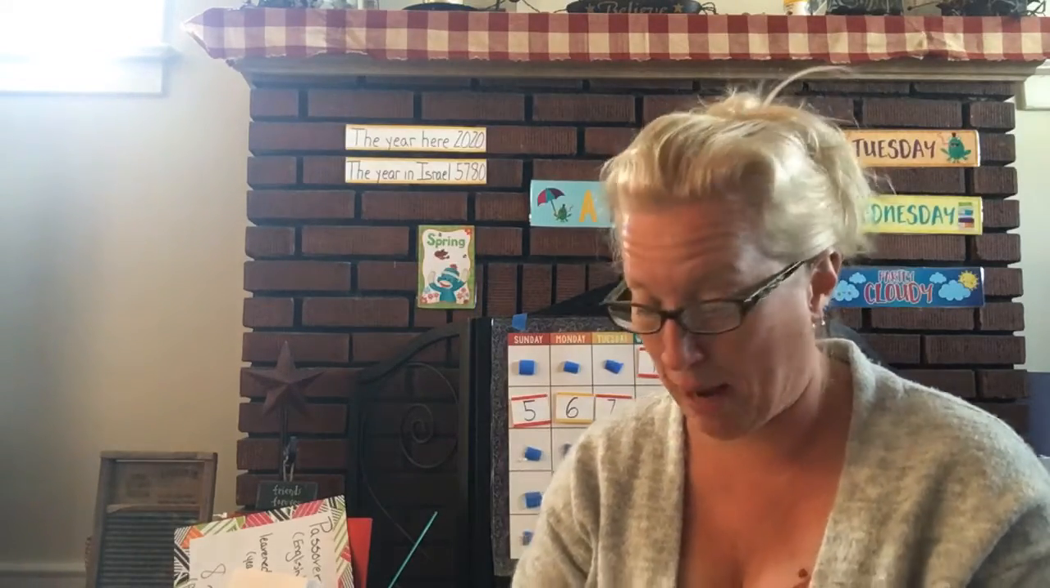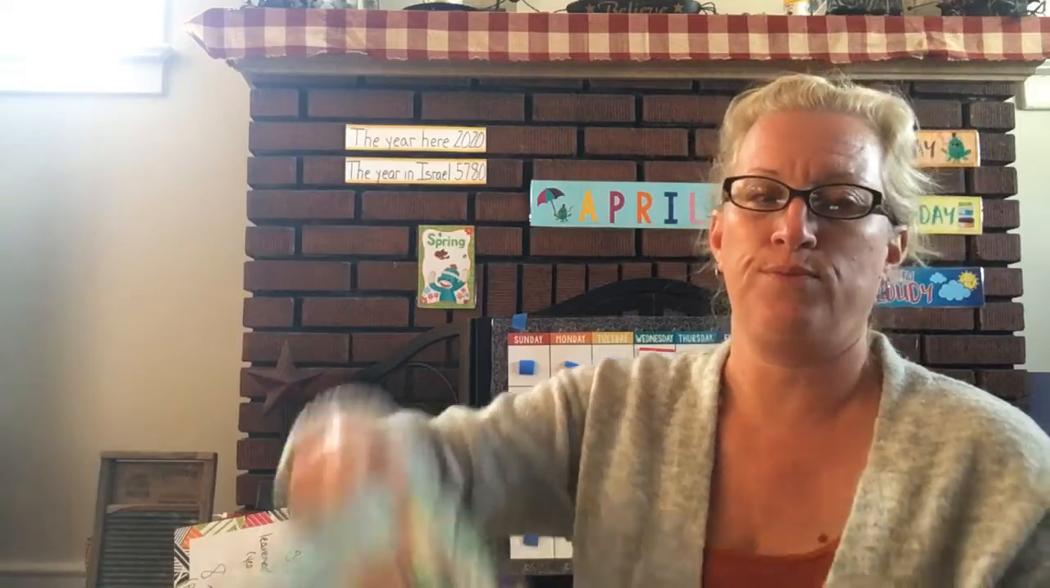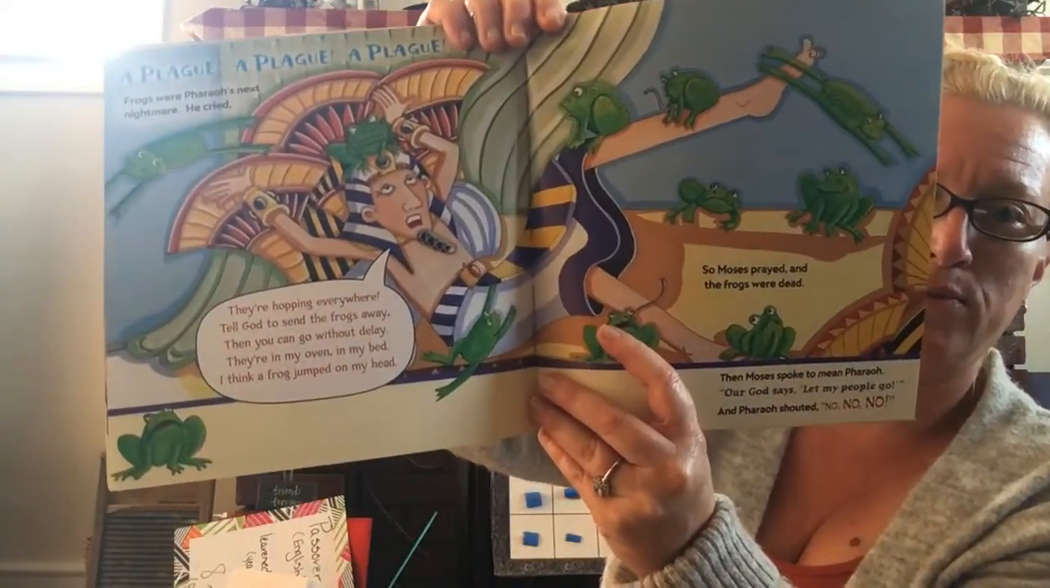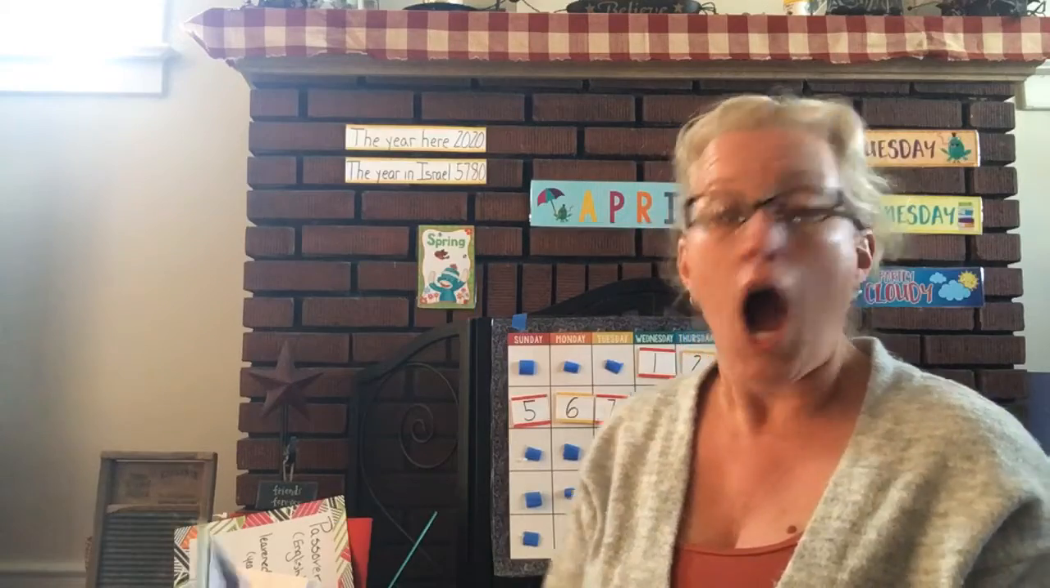Plague number 2. Frogs were Pharaoh's next nightmare, he cried. So Moses prayed and the frogs were gone. Then Moses spoke to mean Pharaoh. Our God says, let my people go. And Pharaoh shouted, no, no, no. So there was frogs all over Pharaoh. He did not like that. A plague, a plague, a plague. Plague number 3.